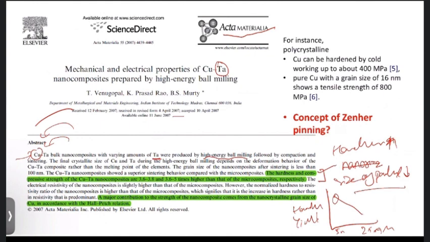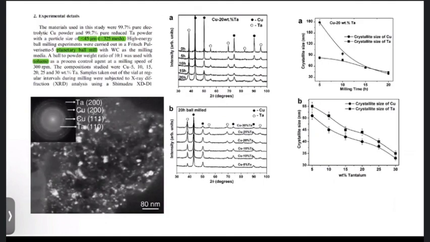The major contribution to the strength of the nanocomposite comes from the nanocrystalline grain size. Obviously the contribution is mostly from the copper, because copper is in the larger amount. We are adding only 10-20% of tantalum. So the driving force for the strength is the strength of the nanocrystalline copper, which is in accordance with the Hall-Petch relation. So, coming on to the characterization part like XRD, experimental details.